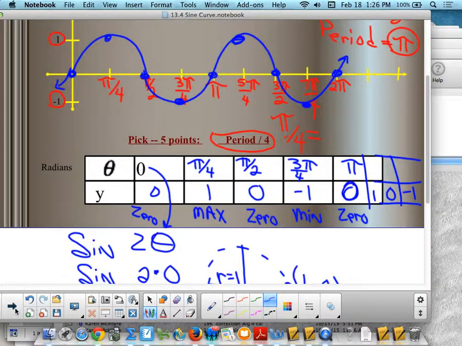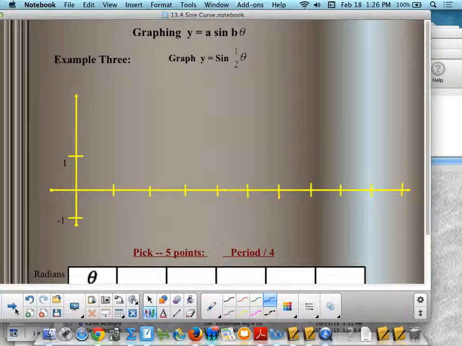Let's keep going. You got me excited. Okay, next up. This time instead of 2 theta, I want you to graph what? 3 theta. Okay, so half theta. Maybe you can get started a little on your own, just a little. y equals sine of 1/2 theta. Give you a little head start. My hints are coming slowly.